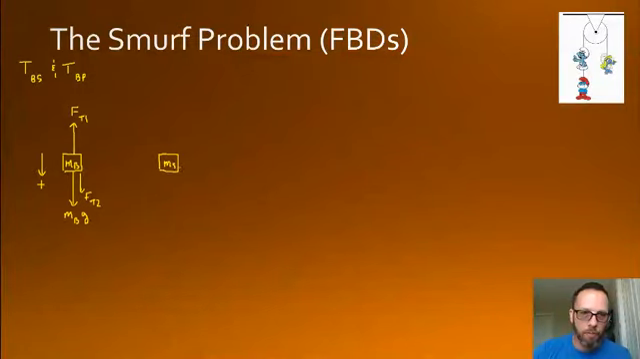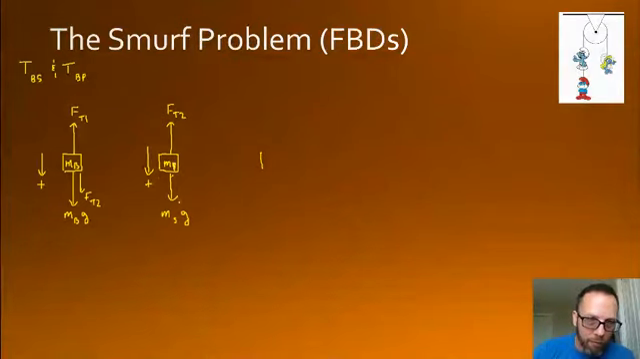What about for Papa Smurf? So Papa Smurf has his weight, mp times g, going down. And Papa Smurf only has the one rope attached to him, and it's that rope that we assigned tension FT2. And Papa Smurf is accelerating down as well. Oh, that's Papa Smurf, so that should be mp for sure. You'll have to forgive me.